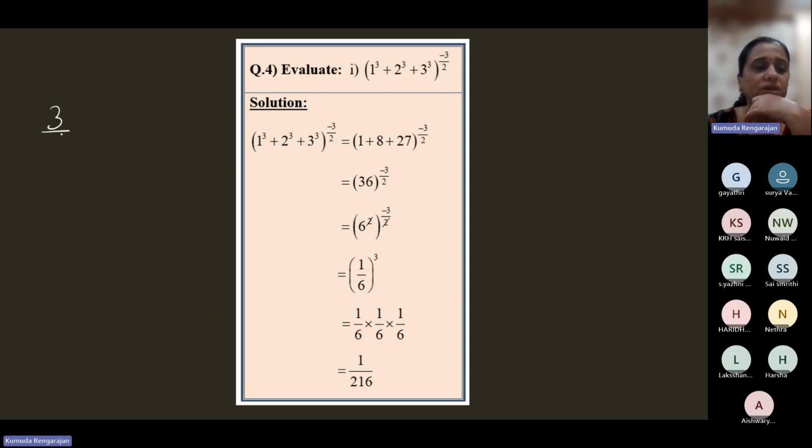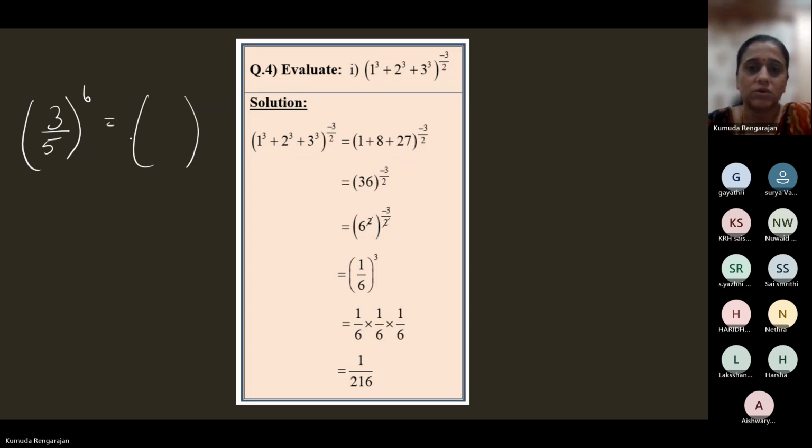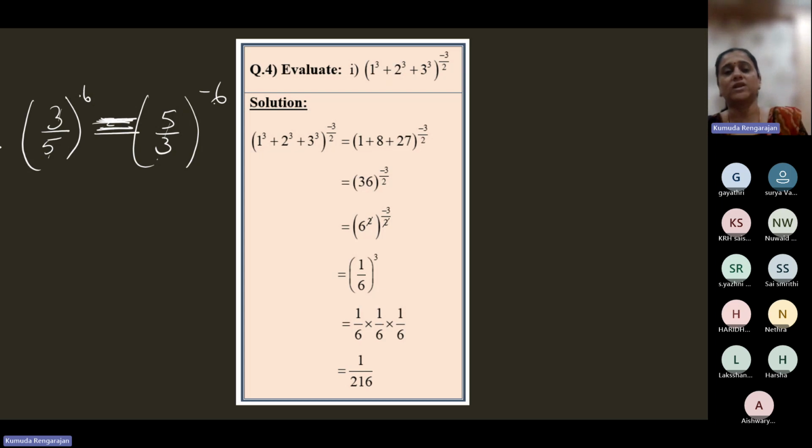Another example, 3 by 5. Supposing you have a positive power, 6, but you want to write a negative power. So you want to write 6 as minus 6. Then you must write 3 by 5 as 5 by 3. Reciprocal of the base, negative of the power. This way, the two expressions will have the same value. These two are equal. 3 by 5, 5 by 3. Reciprocal of the base. Plus 6, minus 6. Negative of the power. The two expressions have the same value.